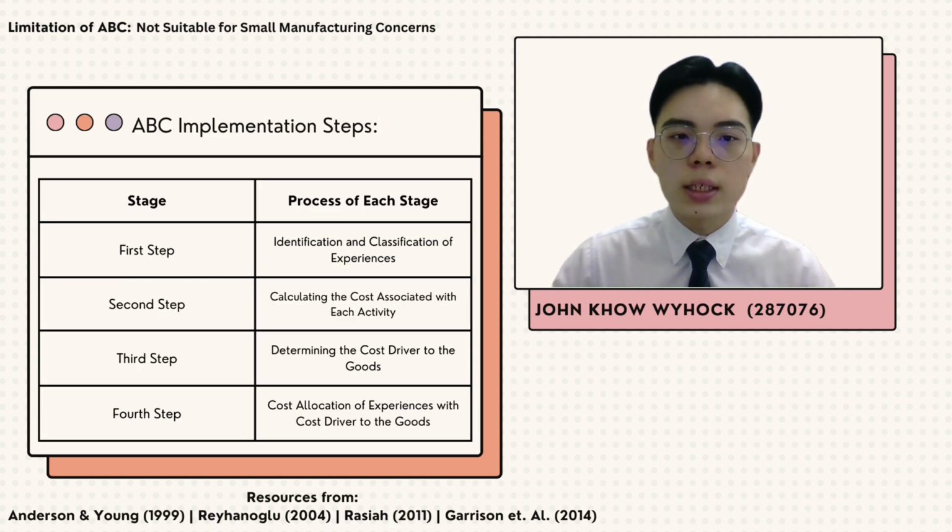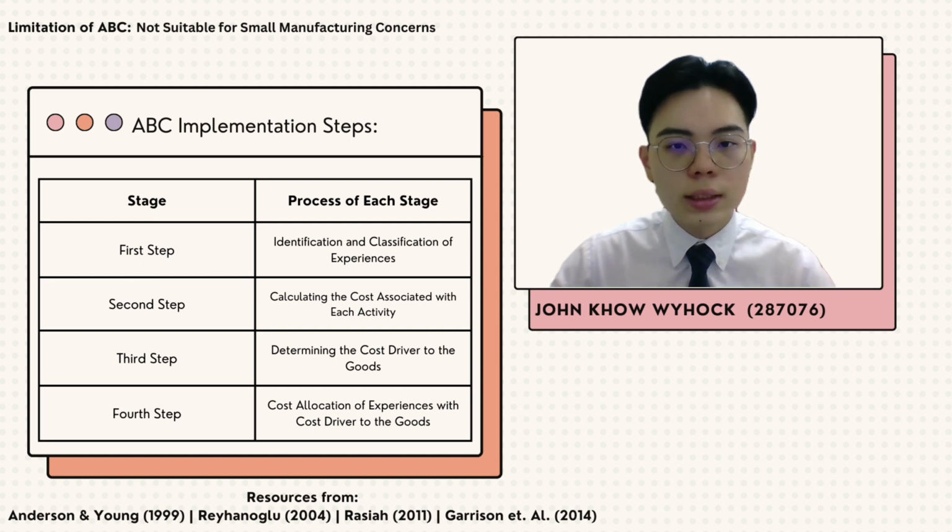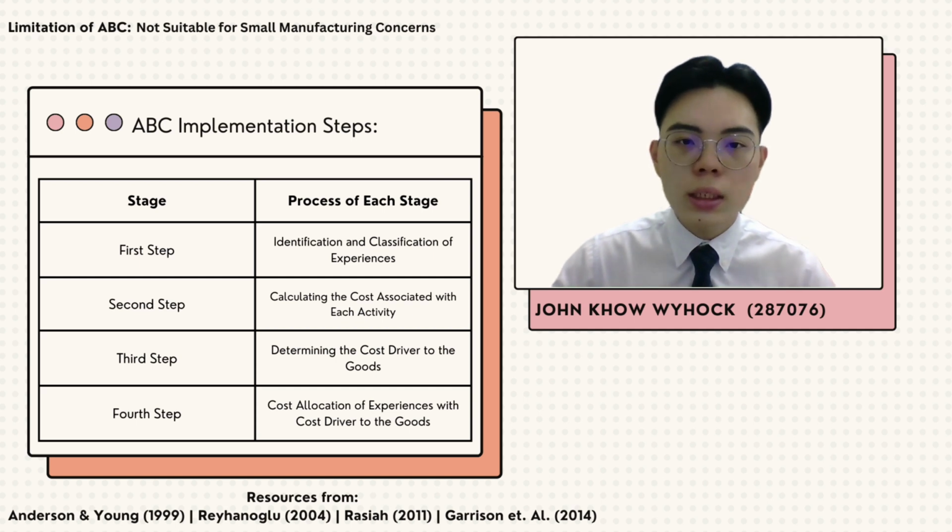ABC is too complicated as it requires many steps to implement this costing system properly. First step is identification and classification of expenses. Second step is calculating the cost associated with each activity. Third step is determining the cost driver for activities. Then finally, the fourth step is cost allocation of expenses with cost driver to the goods.